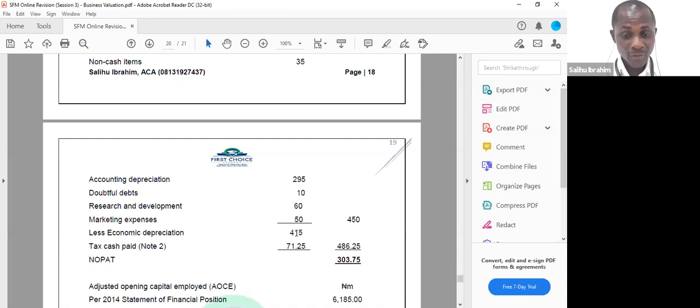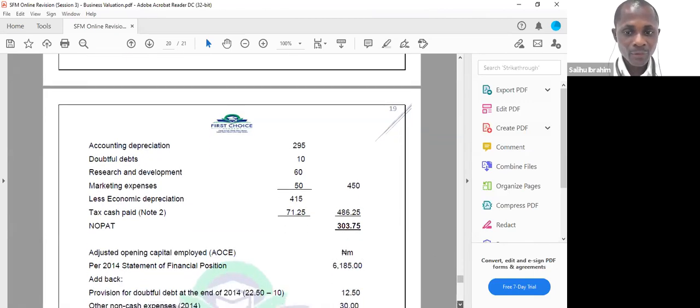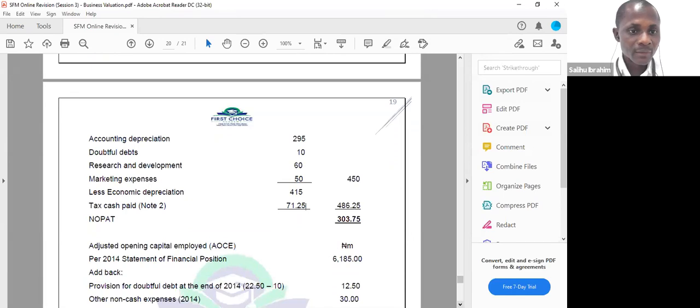After that 50, we are not supposed to have a line there. Do you understand? So our economic depreciation is 415. So how did I get this tax? How did I get this tax? Let's go and see how we got that tax now, the one I just explained.